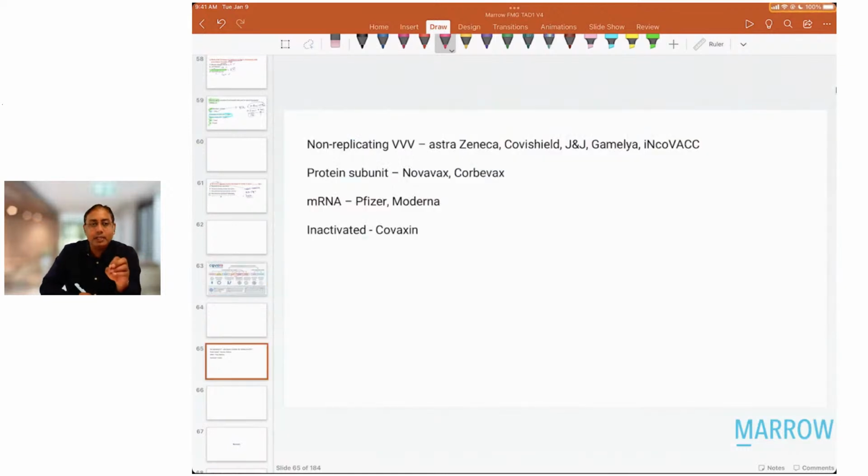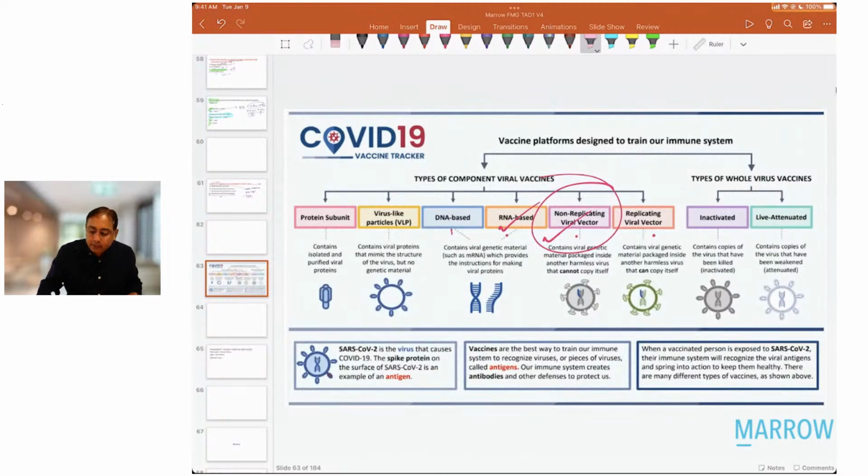Examples of non-replicating viral vector vaccines could be AstraZeneca vaccine, Covishield, J&J, that is Johnson & Johnson, Gamaleya Institute, Incovac. All these are types of non-replicating viral vector vaccine. The mRNA vaccine, which is again very commonly used, is by the Pfizer company and by Moderna. Then there is the inactivated vaccine. Inactivated vaccine has also been developed and we also have the protein subunit vaccine. This is not less common, but yes, these are the broad 4 categories of the COVID vaccines which have been abundantly used in the world.